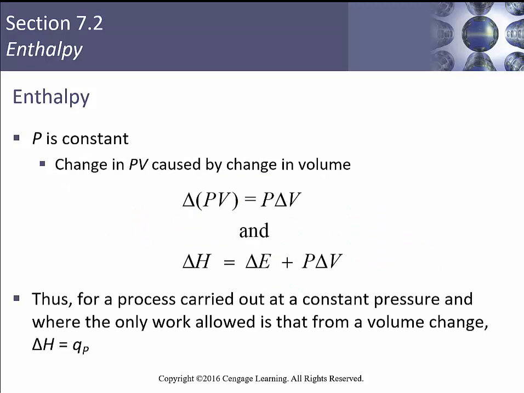But pressure is constant. So a change in PV is going to be caused by a change in volume. So our delta PV is going to be equal to P delta V, and our delta H is going to be delta E plus PdV. So for a process carried out under a constant pressure, where the only work allowed is a volume change, Q is going to be equal to delta H.